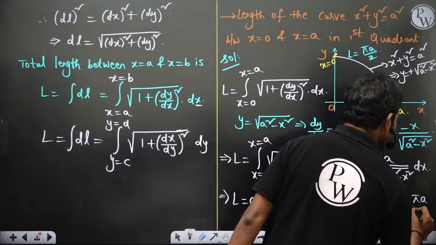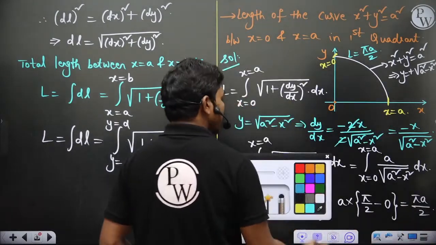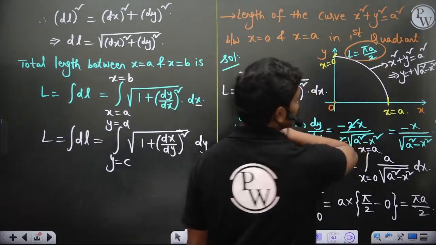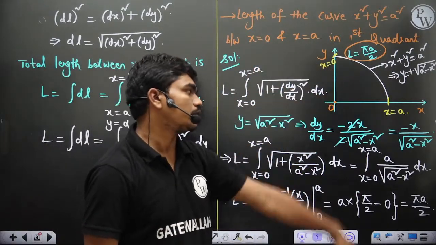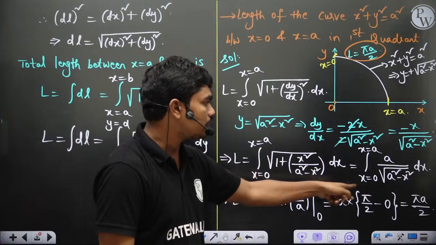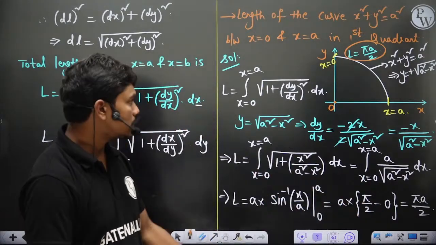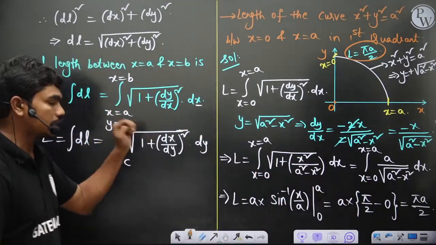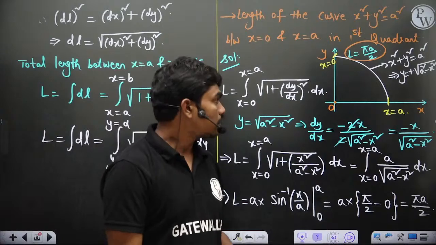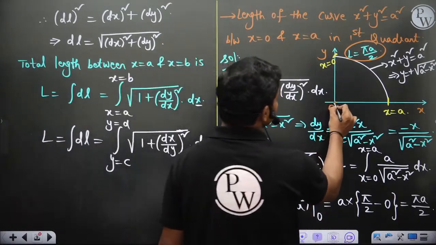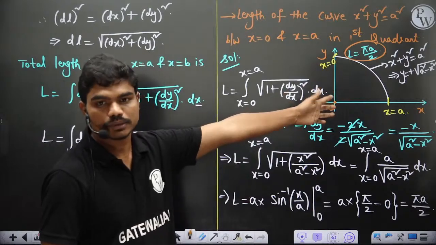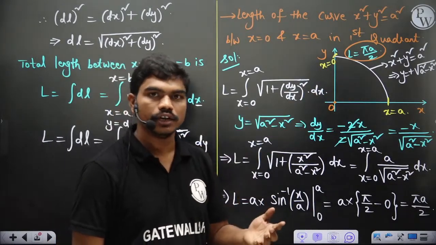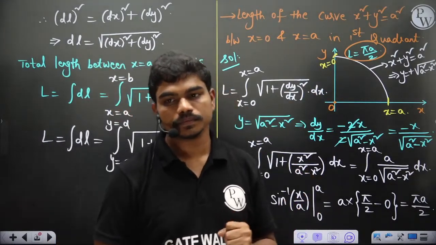So pi a by 2, of course, which we eventually know because it's 1/4 of a circle. So pi a by 2 would be the value of the circumference of 1/4 of a circle, which is also the same value from this integration. So that's how you can use any of these two things. In general, I would have used y equal to 0 to y equal to a, then dx by dy whole square. Obviously here it is symmetric. If you replace x or y, it doesn't matter, but in general you can do that.